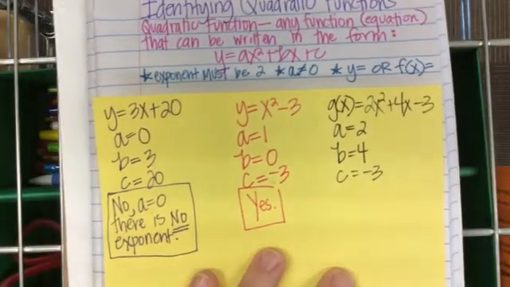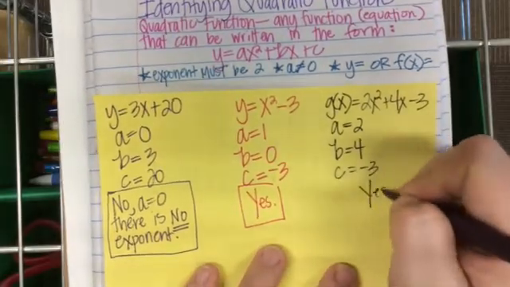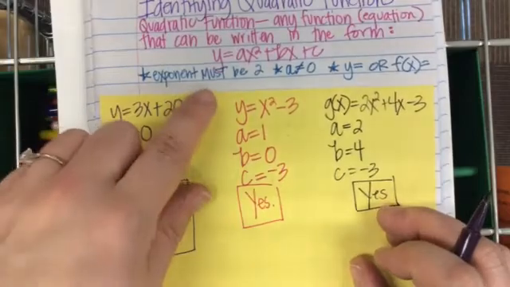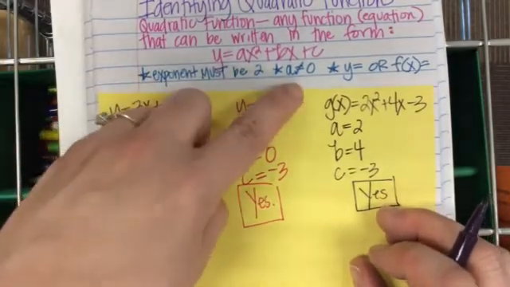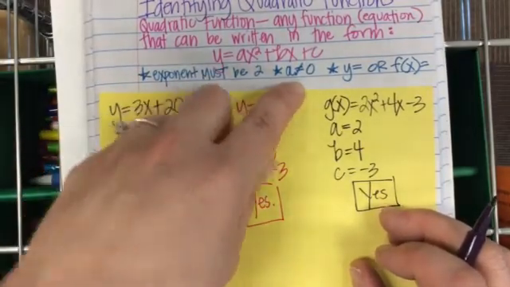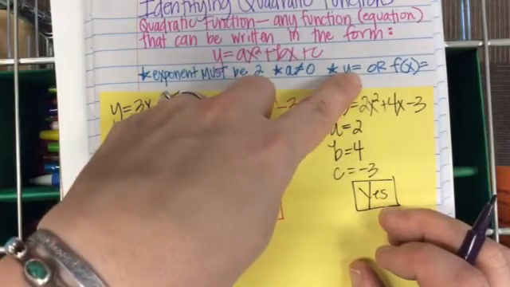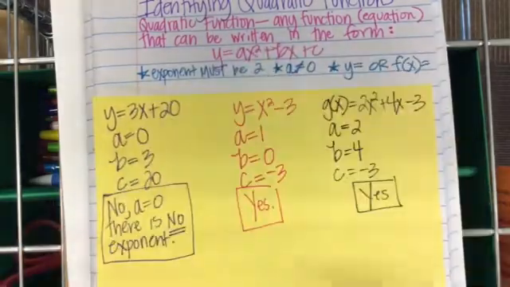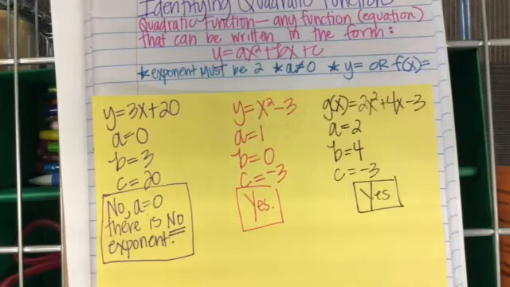Is this quadratic? Yes. How do I know? Well, the exponent must be 2. Check. A cannot equal 0. Check. And it must be y equals or f of x equals or some form of that, right? It must be an equation. It must have an equal sign.